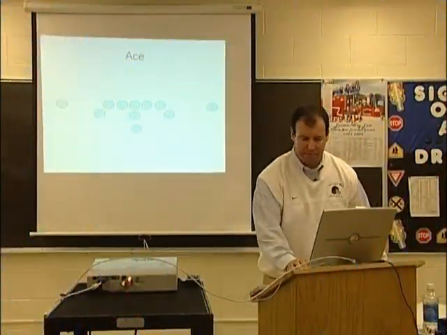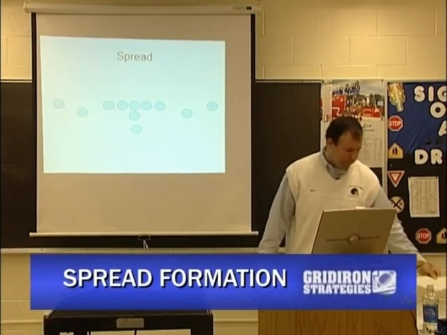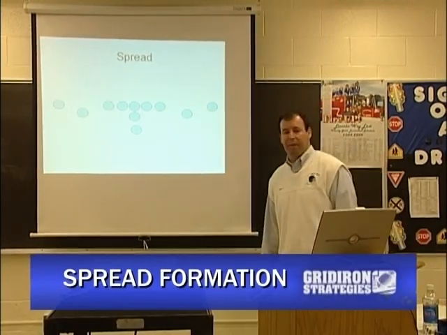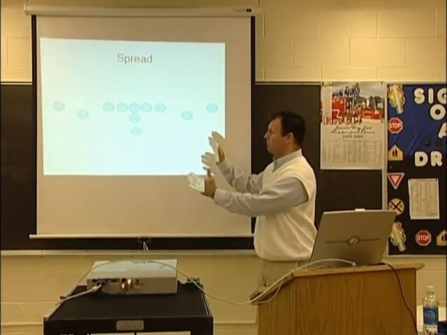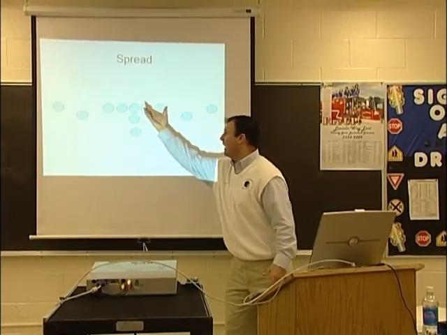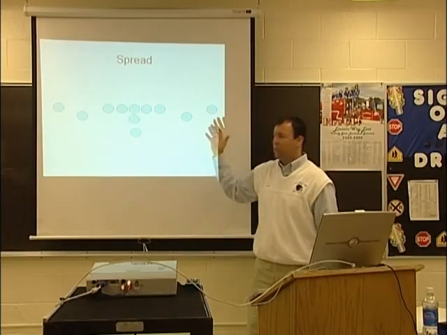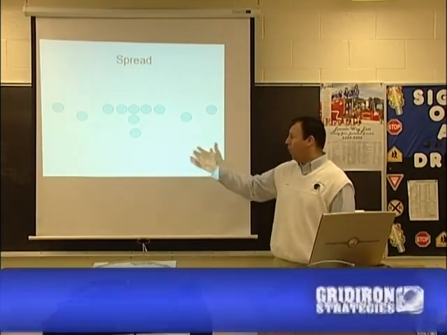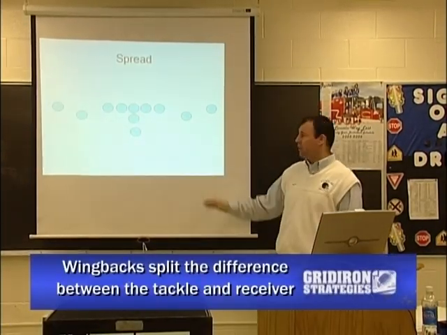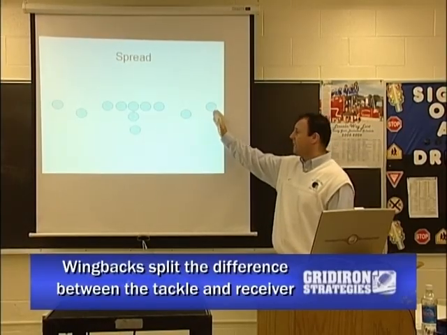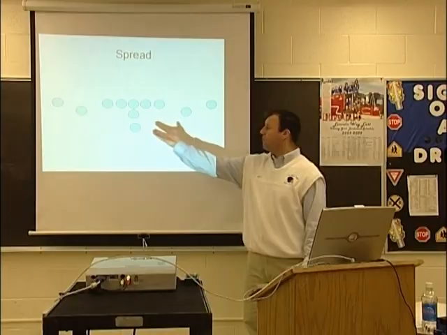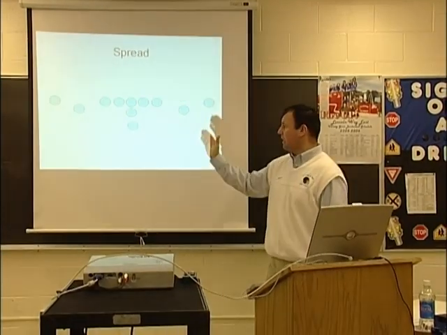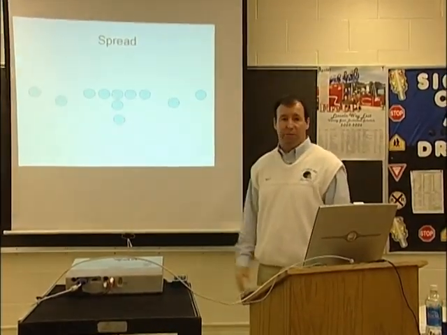Let's take a look at our spread formation. Our spread formation is now taking our wings from the regular ace alignment and widening them out towards the sideline. So our right wing is splitting the difference between our wide receiver and our right tackle. Our left wing is splitting the difference between the left tackle and the wide receiver.